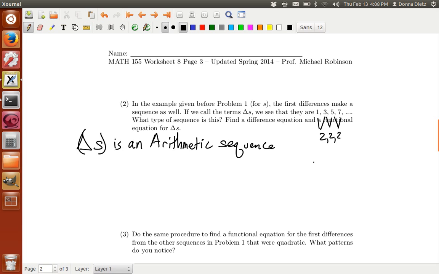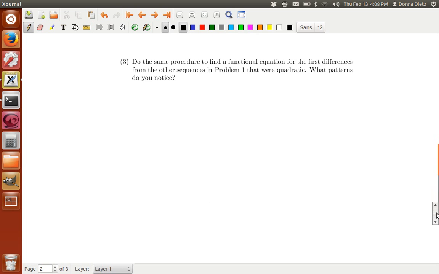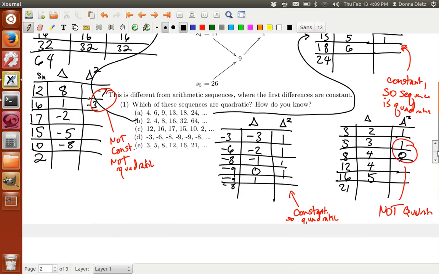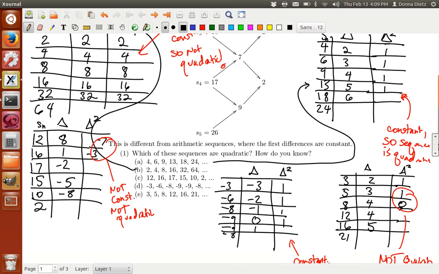So let's see. We have an arithmetic sequence that starts at 1, has a difference of 2. So you could write it as a sub n is 1 plus n times 2. That'll work. That's the functional equation. Or you could say a sub n plus 1 is a sub n plus 2, where a sub 0 is 1. That also works. Okay, now it says do the same procedure for all the other functional equations that we found that were quadratic. So that's for each of these. I think you can do most of these guys.